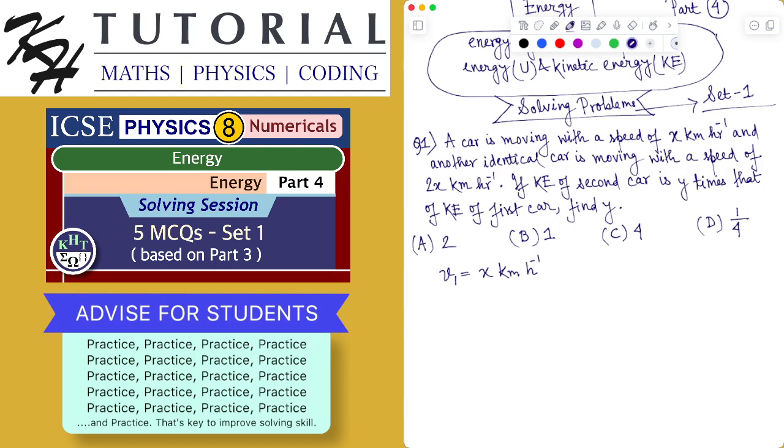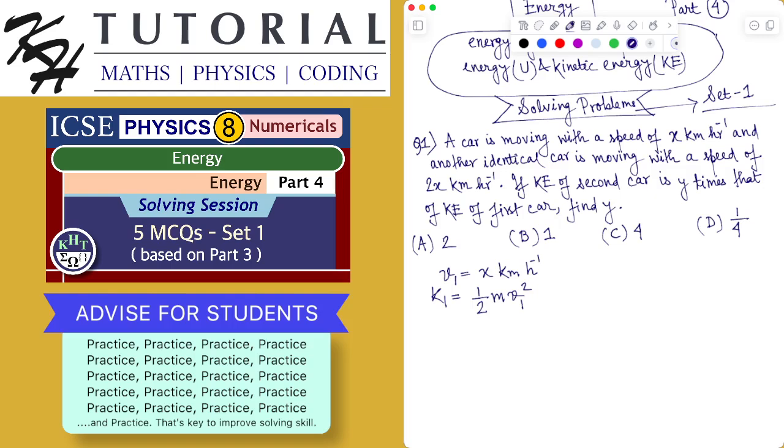So what will be its kinetic energy? Kinetic energy is usually denoted symbolically by KE, but K is also used. So let's say K1 is the kinetic energy of the first car. It will be half m v1 square. Now we do not know the mass of the car, it is not given in the problem, but it is given that both the cars are identical, which means that since they are identical, they must have the same mass. So K1 is half m v1 square.